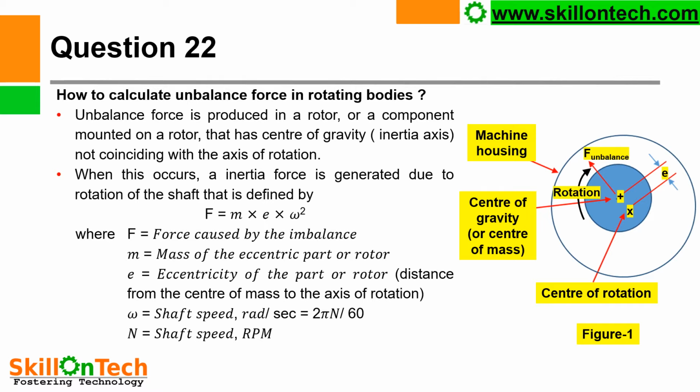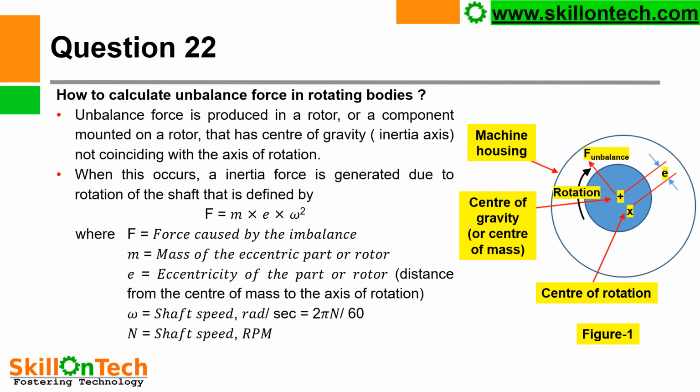Unbalanced force is produced in a rotor or a component mounted on a rotor that has its center of gravity inertia axis not coinciding with the axis of rotation, as shown in the picture, where the center of gravity and center of rotation do not coincide and are different. When this occurs, an inertia force is generated due to rotation of the shaft, defined by F equal to m into e into omega square.